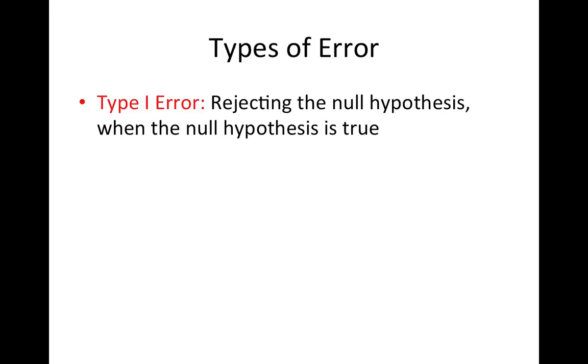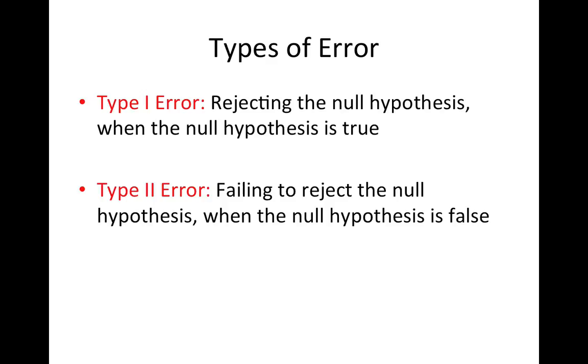Type 1 error, by definition, is the error you make when you reject the null hypothesis when actually the null hypothesis was true. So the truth is that there's nothing going on, but you've decided to reject the null hypothesis because your p-value is less than whatever arbitrary cutoff you've selected.